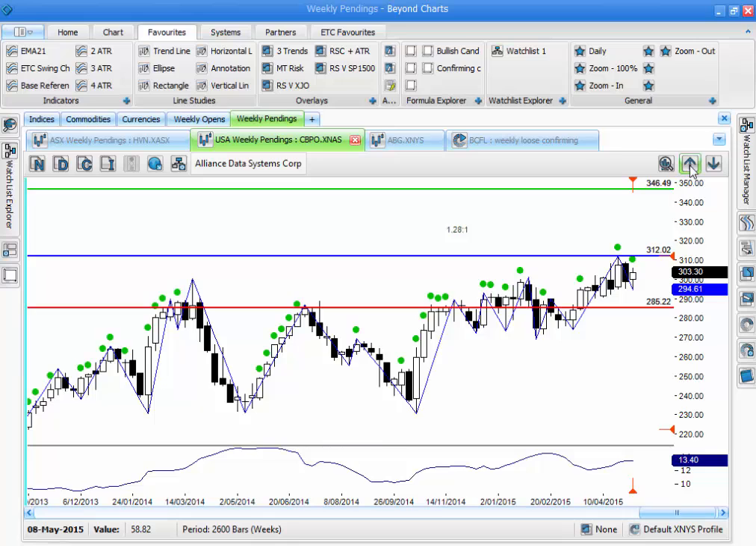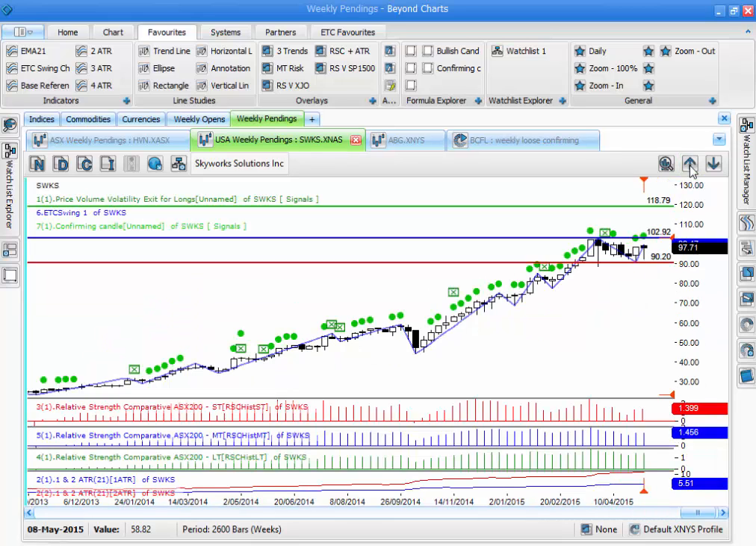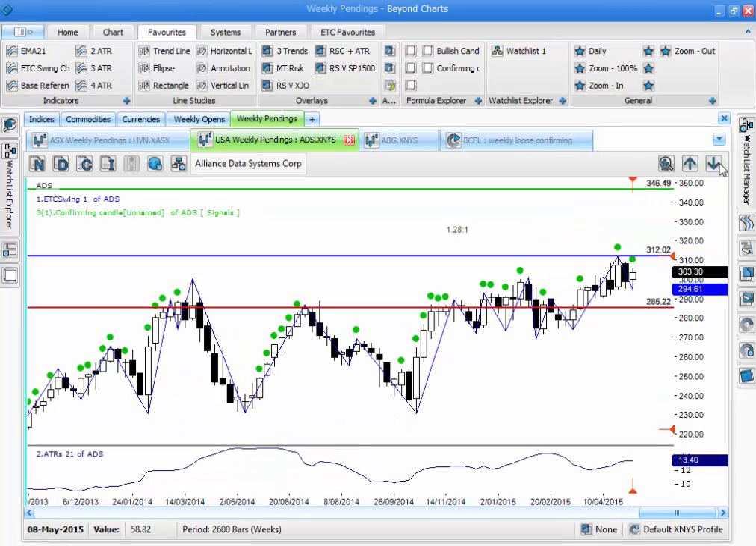Nearly there. There we go. ADS was the first one that I had. Oops, that's last week. That's Skyworks from last week. It hasn't triggered yet. ADS was the first one that I was looking at here.